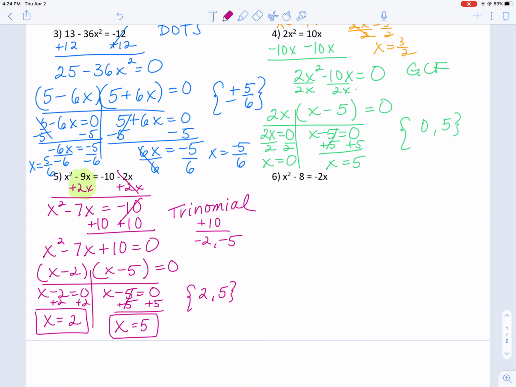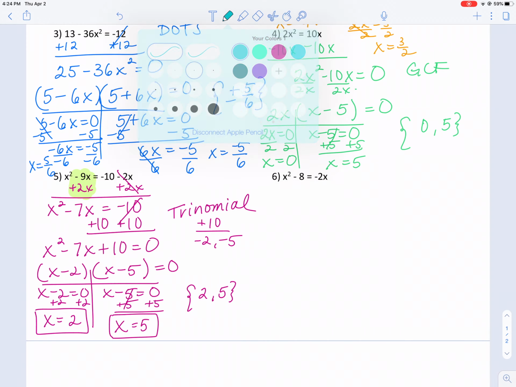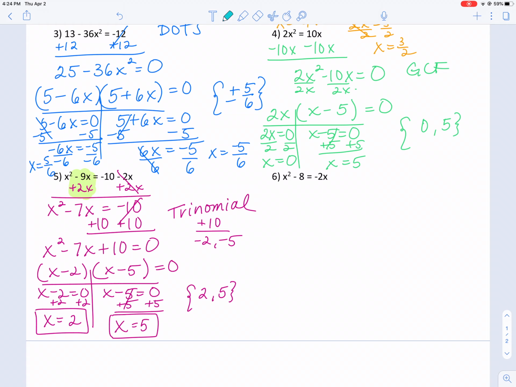I would really like you guys to check out the graphs of these. That'll be the next thing we talk about. But you should start looking at how 2 and 5 relate to the graph of your parabola. It's a great way for you to check your answers in the calculator.